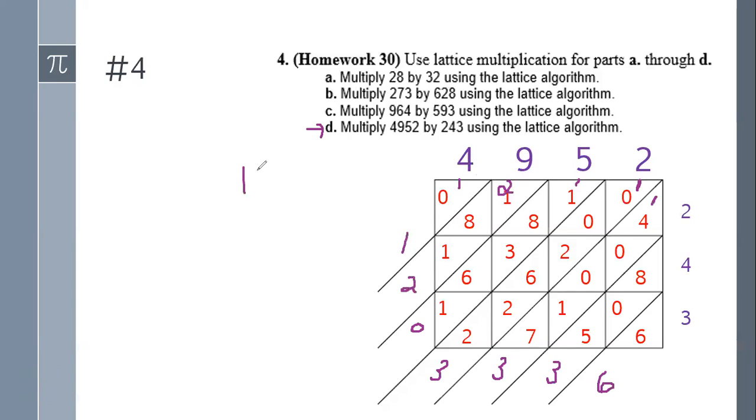So you've got 1. Because now you're just going to write the numbers in order from left to right. 1, 2, 0, 3, 3, 3, and 6. Put our little placeholder commas. Got 1,203,336. See? Not too hard. It's a very easy way to break down multiplication if it's a really big number.